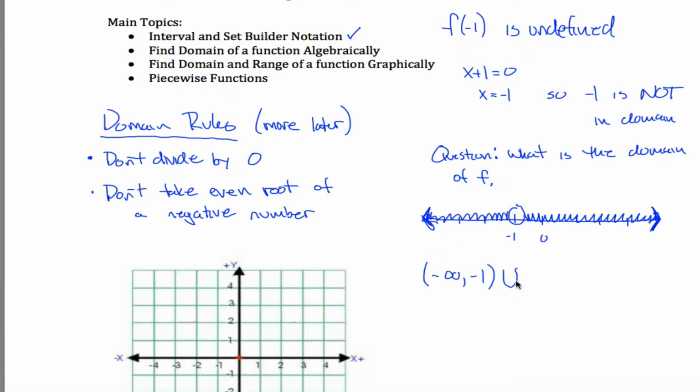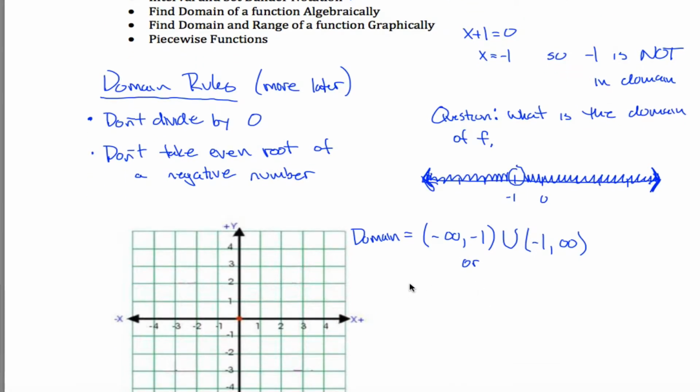And then I'll throw down the U for union because I have 2 different intervals that comprise my answer here. And I'll say it's everything from negative 1 up to positive infinity. And again, I do not want to include negative 1 because if I included negative 1, I'd be talking about all of the numbers, but I want to take negative 1 out. Negative 1 is not in my domain. My domain equals this right here. Or if you were set builder type, you could say it's the set of all x such that x is less than negative 1, or the set of all x such that x is greater than negative 1.